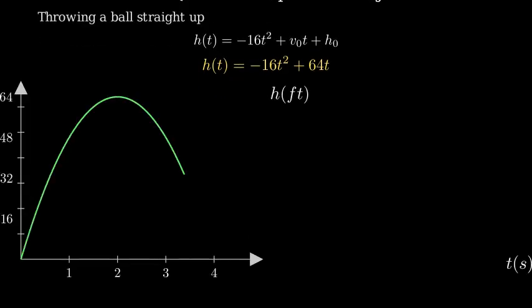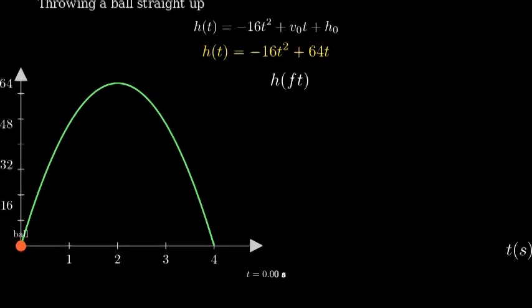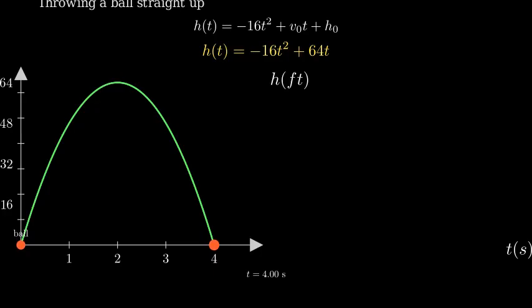We'll graph height versus time for times from 0 to 5 seconds. The horizontal axis is time in seconds, and the vertical axis is height in feet. Now, we'll animate the ball moving through time from 0 to 4 seconds. Notice it goes up, reaches a maximum, and then comes back down.